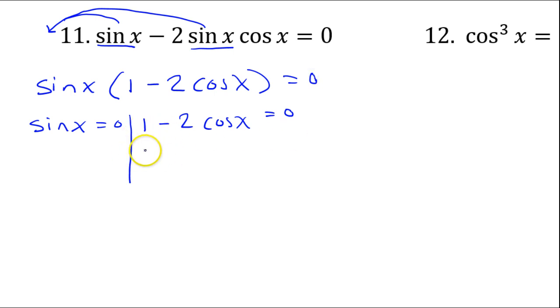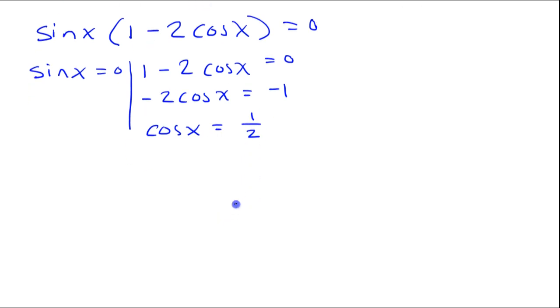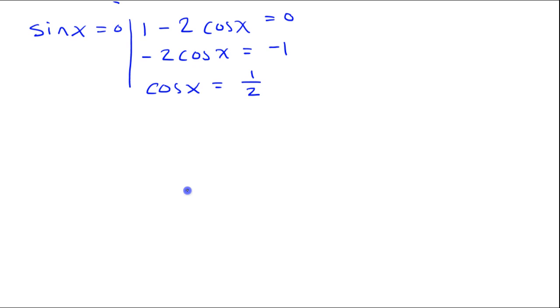Subtracting 1 from both sides, I have negative 2 cosine x is equal to negative 1. Dividing both sides by negative 2 will give me cosine x is equal to positive 1/2. A negative divided by a negative is positive. Okay, time to find some solutions.